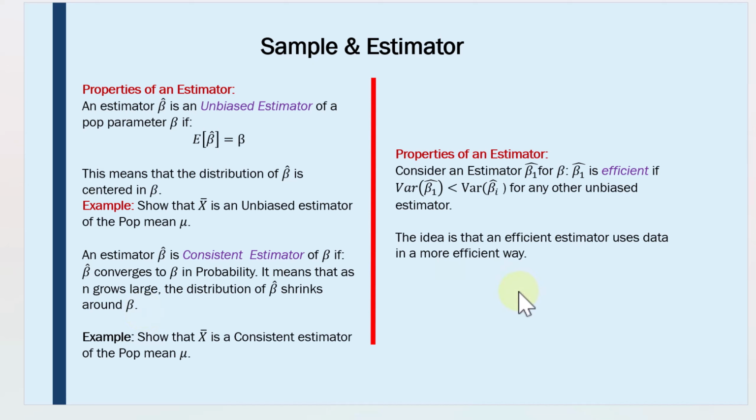Another important property of an estimator is efficiency. If we have an estimator, let's call it beta hat 1, then we say that beta hat 1 is efficient if the variance of beta hat 1 is smaller than the variance of any other estimator that we have for beta. Remember that all of these estimators are unbiased, but the variance of beta hat 1 is the smallest. The idea here is that an efficient estimator uses data in a more efficient way.